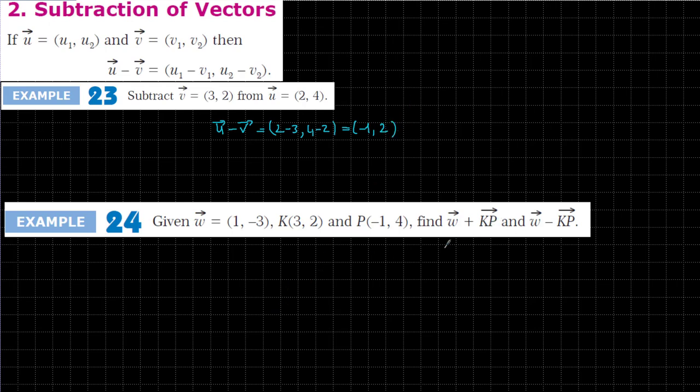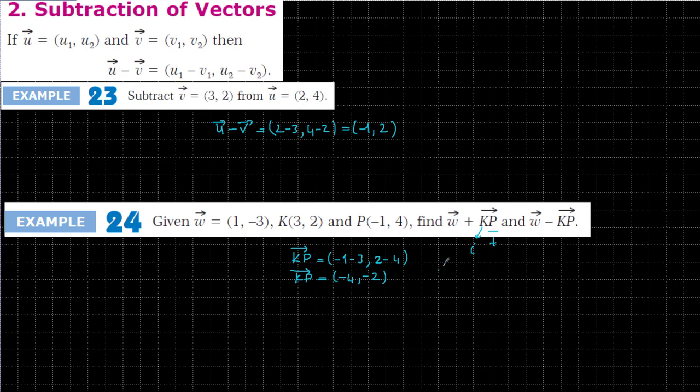Okay, here we have another vector KP and W vector, and it is asking, with respect to these givens, to find W plus KP and W minus KP. You need to remember this: P is the terminal point and K is the initial point, so you subtract K from P. First the KP: (minus 1 minus 3, 2 minus 4), which is equal to (minus 4, minus 2). This is the KP.